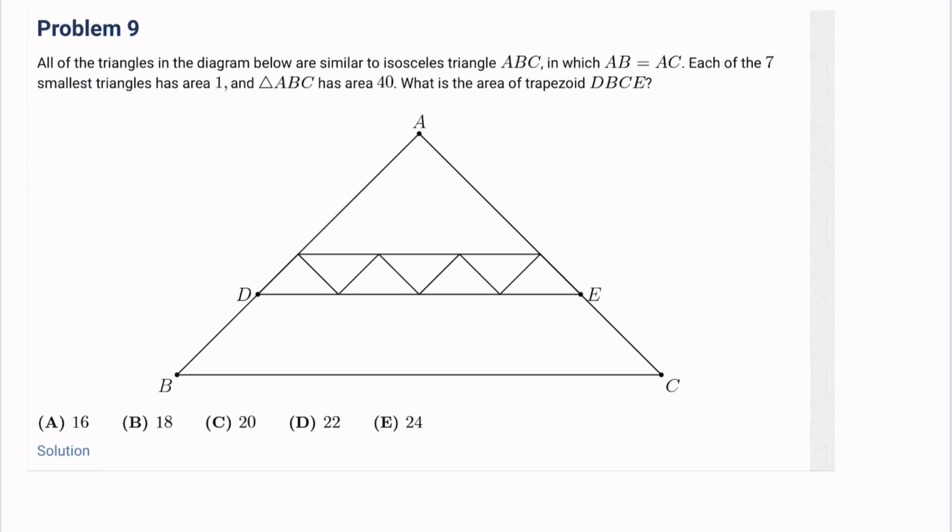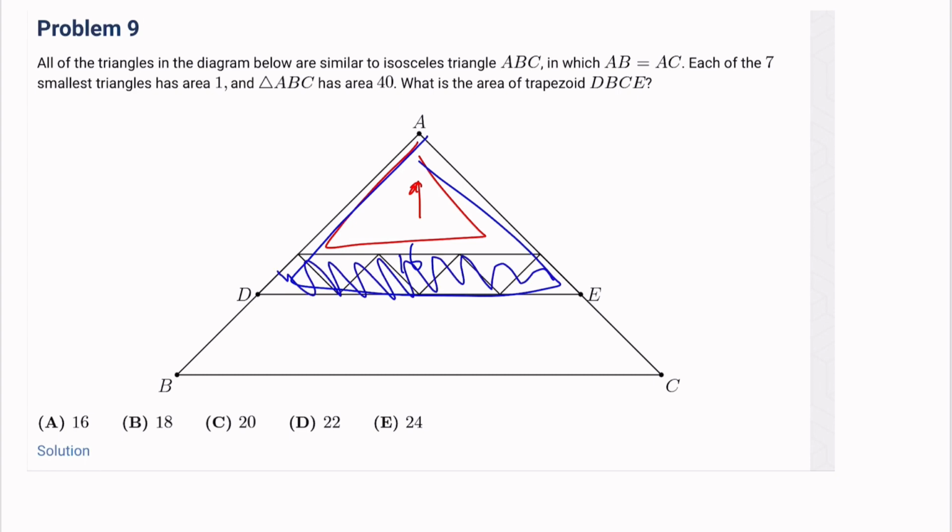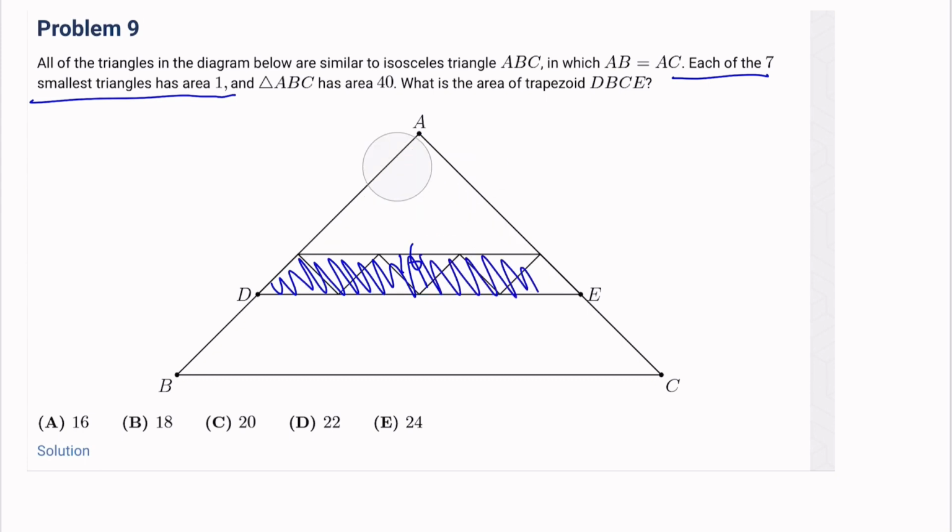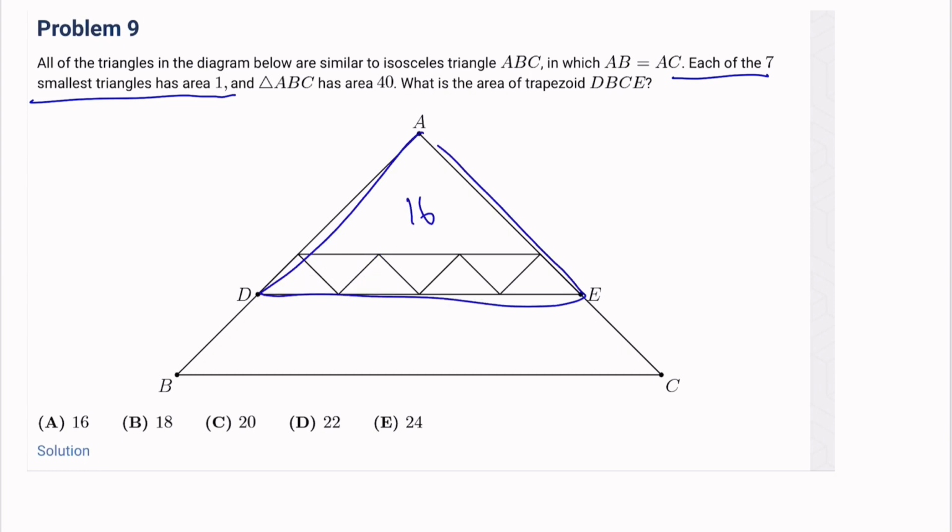That means the ratio of the areas is 9 for this one and 16 for the big one, right? So the difference, which is this one here, will be 16 minus 9, which is 7. And since each of the 7 smallest triangles has area 1, the actual area of these is 7, right? And so that means this whole area of ADE must be 16, right?